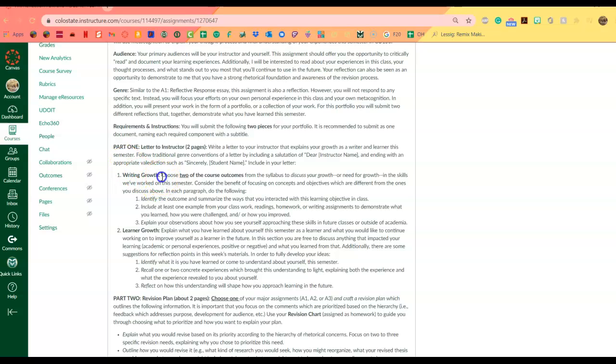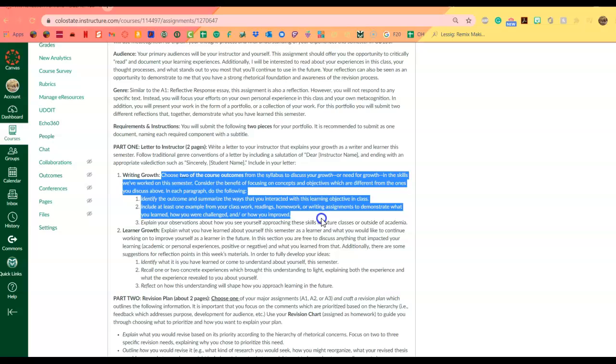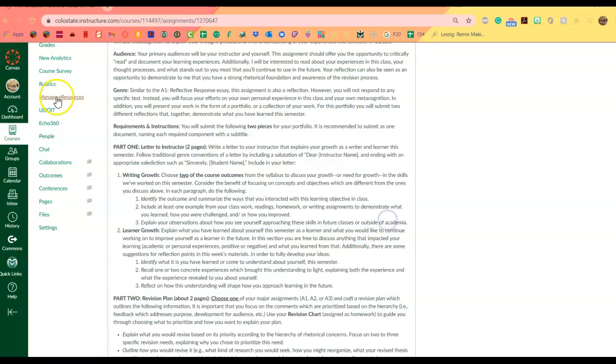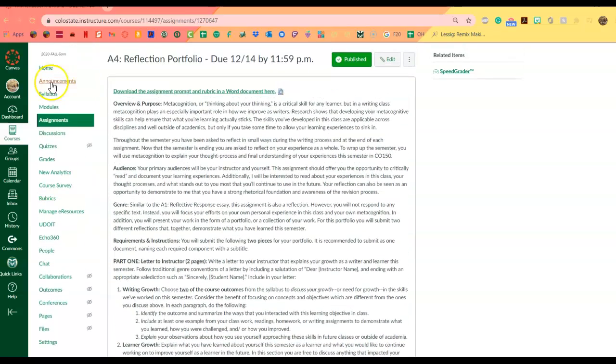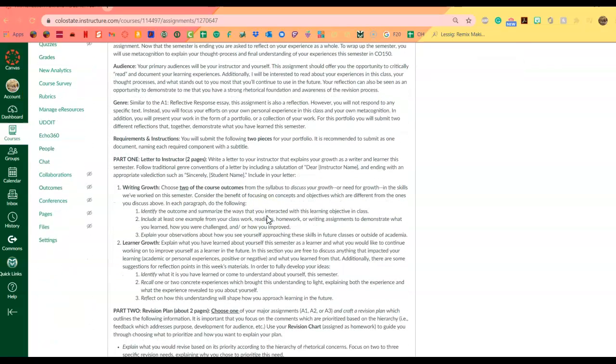You will choose 2 course outcomes. So you'll look at the syllabus. If you go to the syllabus here, you'll be able to find those course outcomes, but we'll also go through these in class on Thursday, so make sure you're there so you can fully understand what those course outcomes mean and what they're defined by. You'll identify that outcome and you'll summarize the ways you've interacted with this learning objective. And you'll include an example from your classwork, readings, or writing assignments to demonstrate what you've learned, how you were challenged, and or how you've improved.